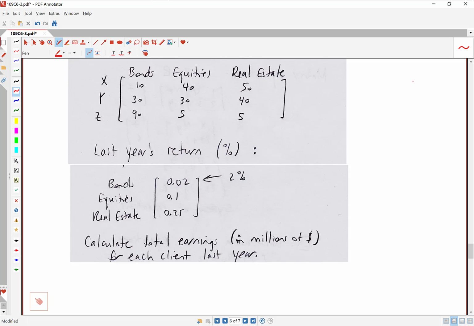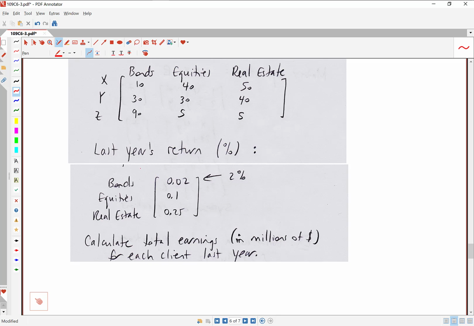Okay, now let's say we're looking at some historical data and we know last year's return in percentage for each of these 3 asset classes. So let's say bonds returned 2%. Well, we're going to write that as a decimal. So we're going to write 0.02 instead of 2%. Equities 0.1, so that means a 10% return on equities for last year. And real estate 0.25, meaning a 25% return on real estate last year.